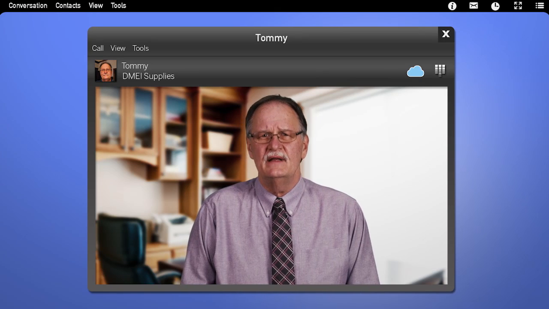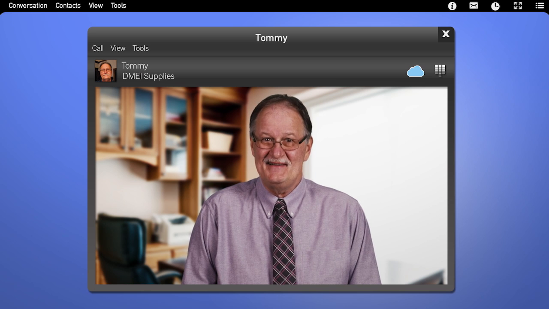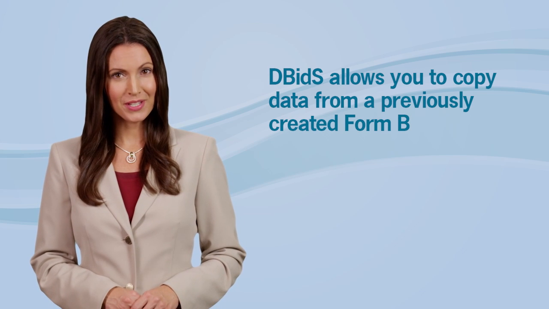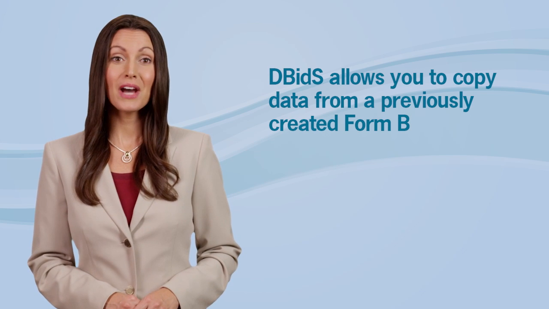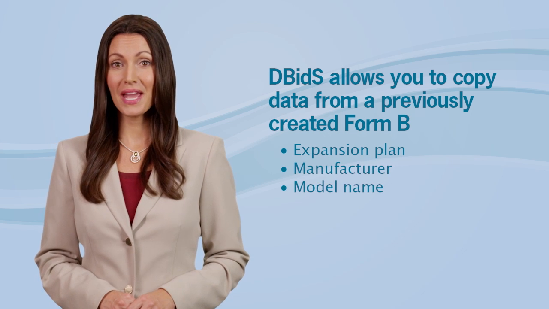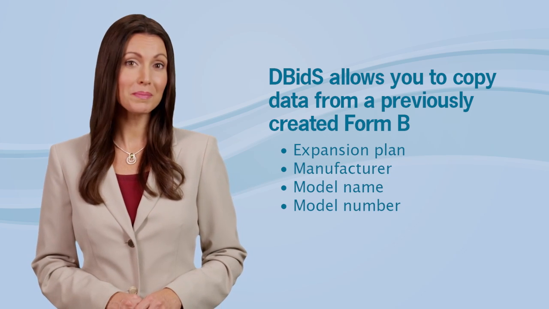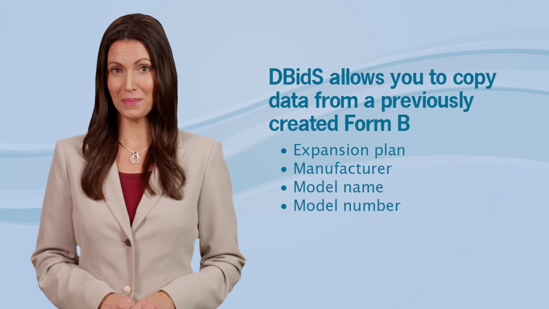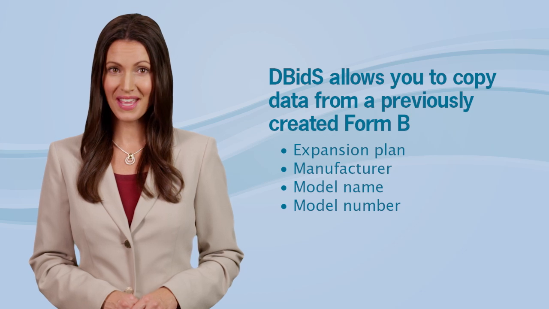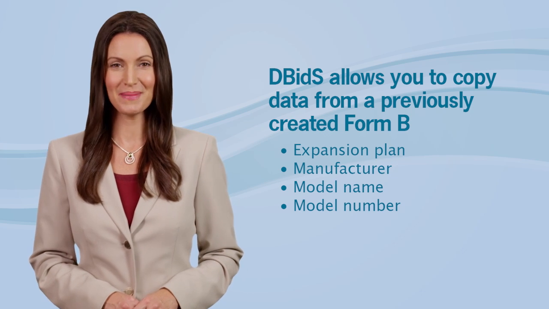Since I've already completed one Form B, are there any shortcuts for creating the other Form Bs? Glad you asked. If you are bidding on multiple competitions, there's a feature in DBids that allows you to copy your expansion plan and your manufacturer, model name, and model number data to a Form B from a previously created Form B. I think you'll find that this will save you some time when you are bidding for the same product category in multiple CBAs.